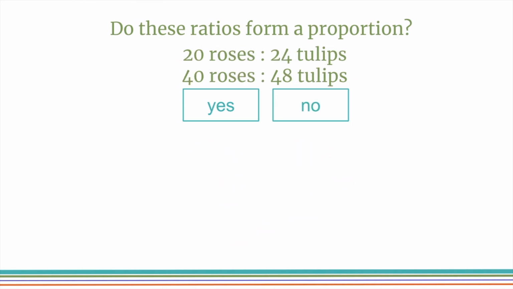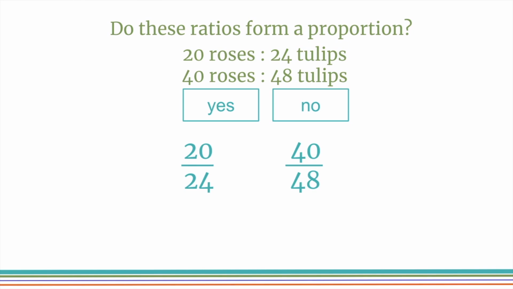Do these ratios form a proportion? 20 roses to 24 tulips, 40 roses to 48 tulips. Again, we'll create 2 ratios from the given information, simplify the fractions, and then check to see if they are equal to each other. 20/24 and 40/48. Now let's write them in their simplest forms and compare.